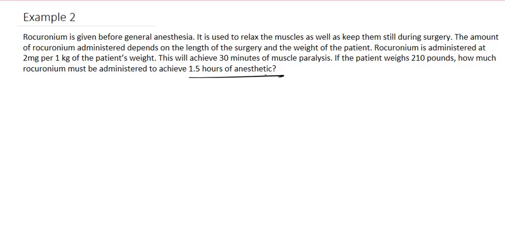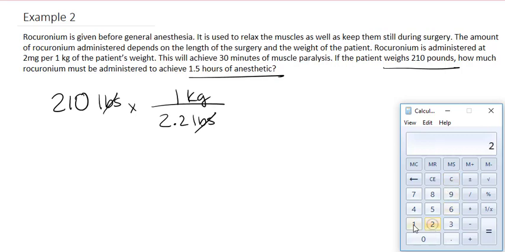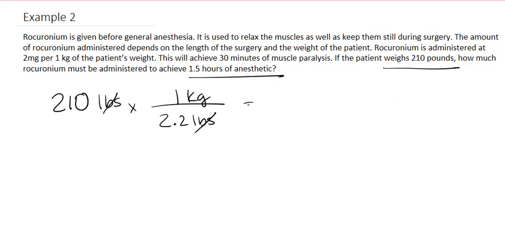So to do this problem, let's first look at the patient's weight and convert this. So we have 210 pounds. And we know we need to divide by 2.2 pounds to get us to kilograms. So this crosses out. So we have 210 divided by 2.2, which is equal to 95.45 kilograms.